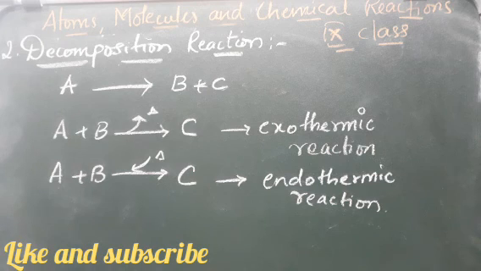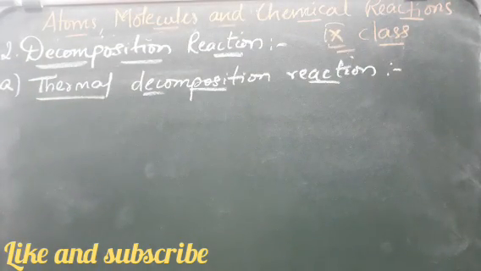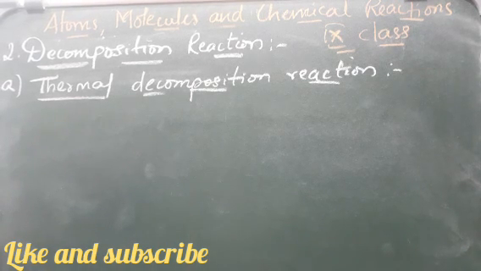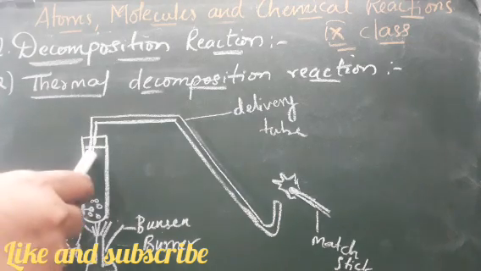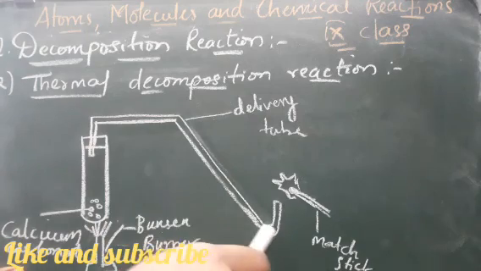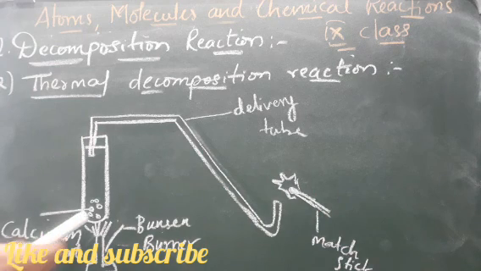The decomposition reaction is again of three types: thermal, electrolytic, photolytic. With the names only you can understand what I want to say. In thermal decomposition reaction, we are going to heat calcium carbonate and see what happens. We take calcium carbonate in a test tube and add a delivery tube to it. Now we heat this with a Bunsen burner or candle. When we burn this calcium carbonate, what is happening?